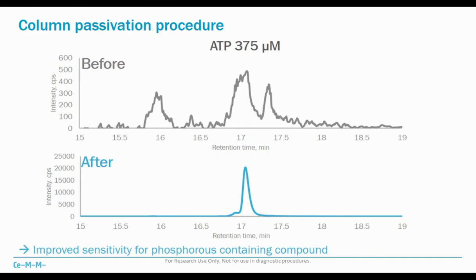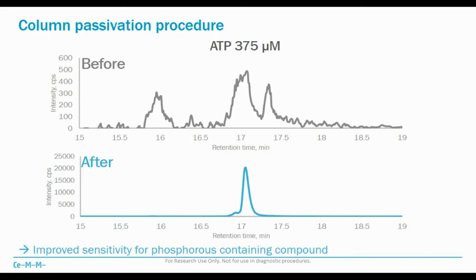At this point, I would also like to point out something we unfortunately figured out a bit too late. The system is used to analyze phosphorus-containing compounds, and everything is stainless steel. And there is a specific column passivation procedure. Basically, you flush your HPLC system and your column with a diluted phosphoric acid overnight. What it does is increase sensitivity and method performance for phosphorus-containing compounds. So you passivate your whole system. And we learned the hard way that it's actually needed.